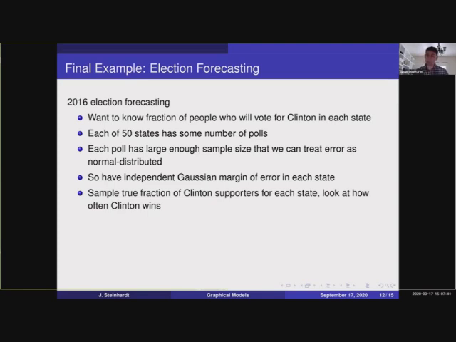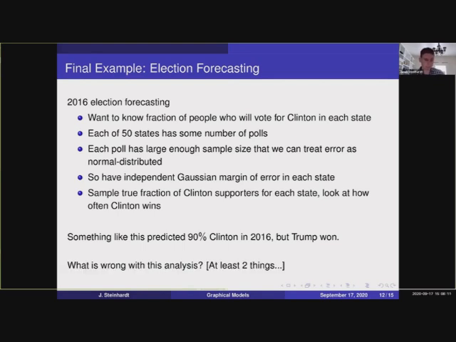And then maybe we also have some prior over the fraction in each state. And then we can sample the true fraction of Clinton supporters for each state and look at how often Clinton wins the Electoral College. This is simplifying things a bit, but basically something like this was behind the models that predicted 90% Clinton in 2016, even though Trump won.